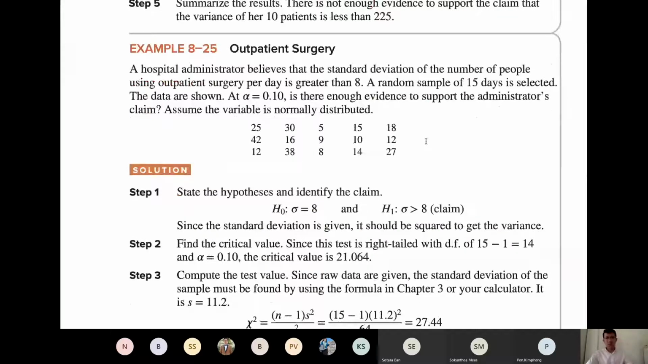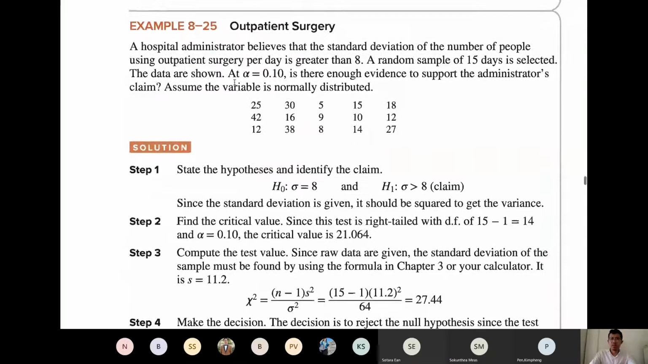Okay, this is another example. It's about outpatient surgery. A hospital administrator believes that the standard deviation of the number of people using outpatient surgery per day is greater than 8. A random sample of 15 days is selected and the data is shown.